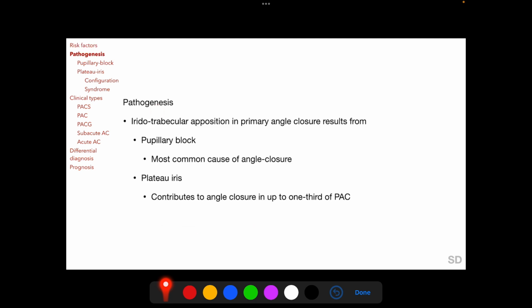Pathogenetically, the iridotrabecular apposition in primary angle closure can result from either pupillary-block or Plateau-iris. Pupillary-block is the most common cause of primary angle closure, and Plateau-iris can contribute to angle closure in up to 1/3 of primary angle closure cases.